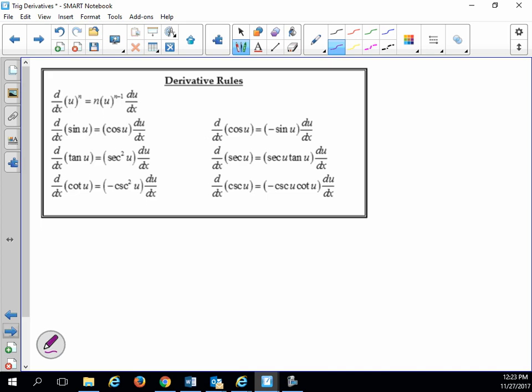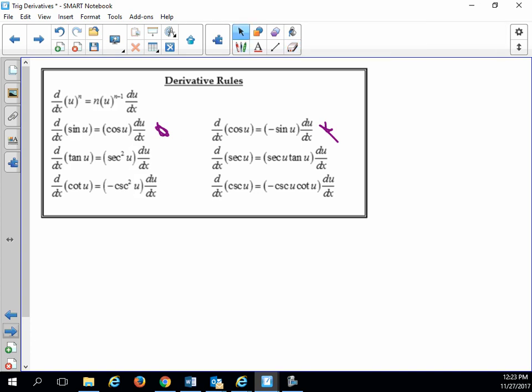So here are the derivative rules that you do need to remember. And again, I've got a bunch of them here. Let's talk about these two that I just started. So the derivative of sine is cosine, derivative of cosine is negative sine. Now here's the deal. There's a u there because the chain rule does apply.